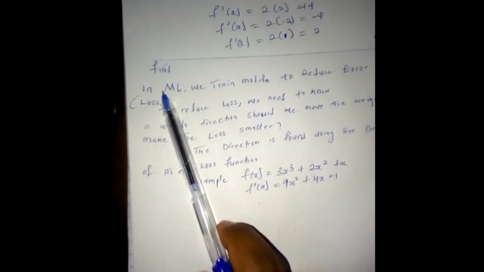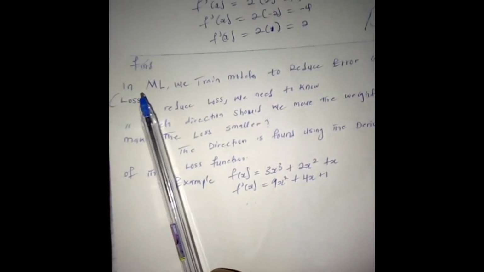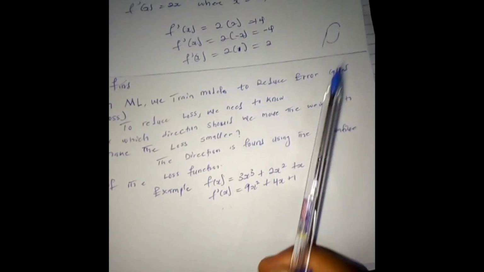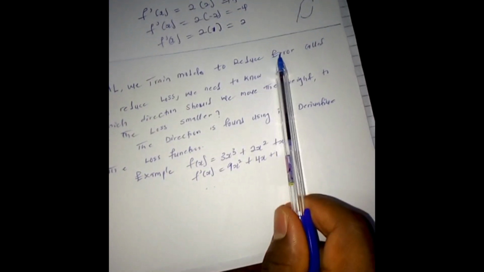They say in ML, we train a model to reduce error, called loss. In machine learning, you are often going to hear the words error, loss, and cost function. All those terms are used in ML. But anytime you hear the word loss, cost function, or loss function, just know that it's error.